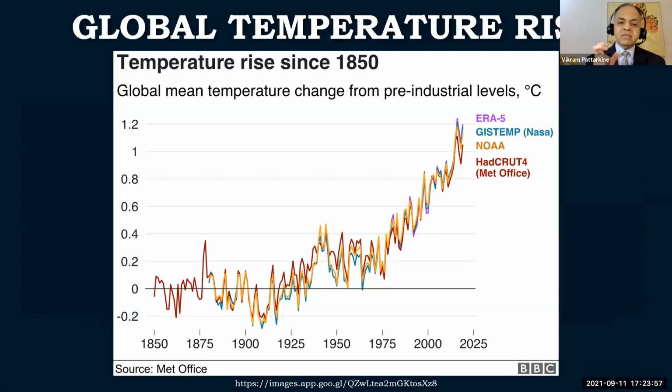Because we have taken fuel out of the belly of the earth and started burning it, the temperature of the atmosphere has risen. So since 1900 until now, we have gone up at least 1 degree Celsius on an average all over the world.